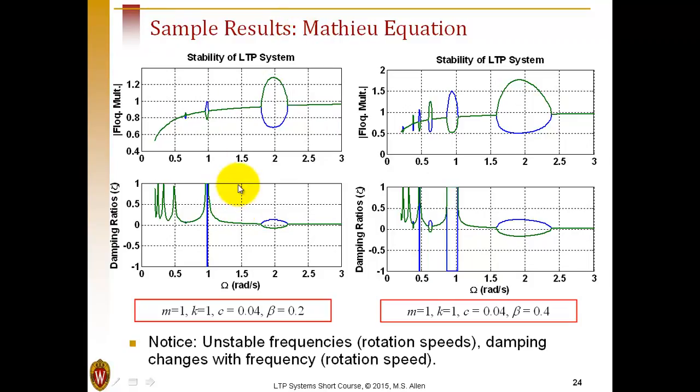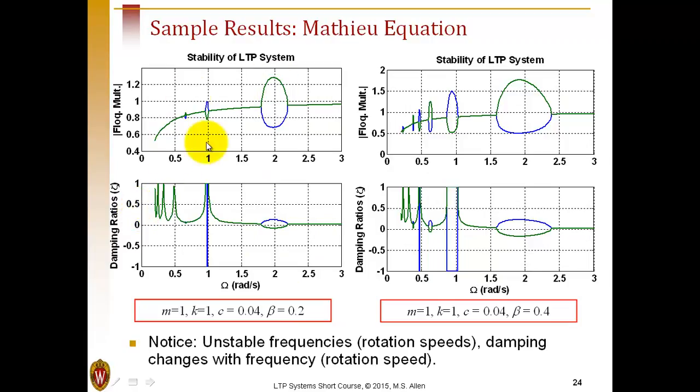Again, we're not forcing the system at all. We're simply looking at transient responses as a function of the frequency with which the stiffness varies. So this is an intrinsic property of the system, that it's inherently unstable if we pump the stiffness at a certain frequency. And this is the case for beta as 0.2.